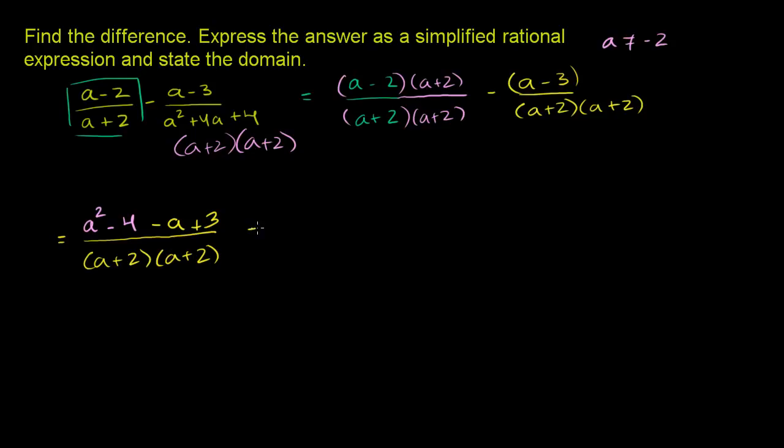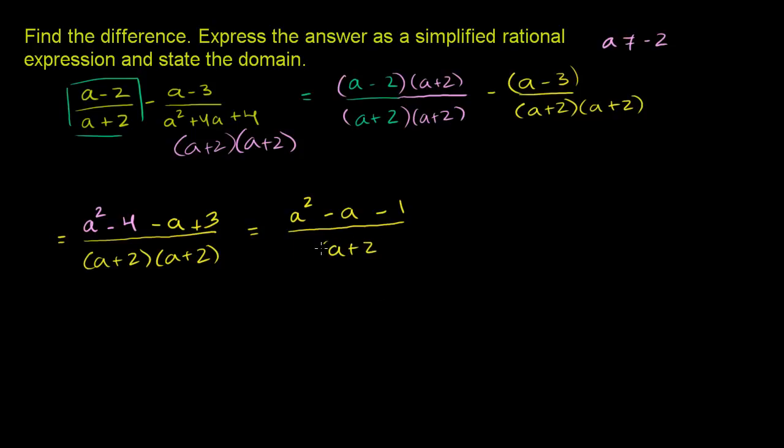So what does this simplify to? You have a squared minus a plus, let's see, negative 4 plus 3 is negative 1. All of that over a plus 2 times a plus 2, or we could write that as a plus 2 squared.